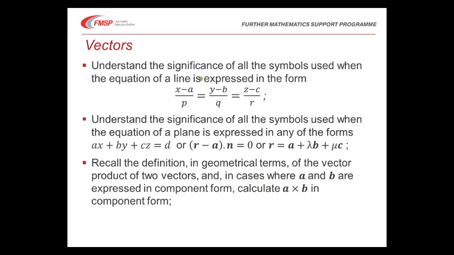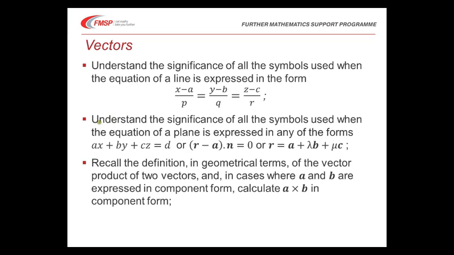The first thing is that you need to understand the significance of the symbols when the equation of a line, and this is a line in 3 dimensions, is written (x minus a) over p is (y minus b) over q is (z minus c) over r. This is one way of writing the equation of a line, and you should be able from that to identify what the vector equation of the line would be, and we'll take a look at that in a minute in an exam question.